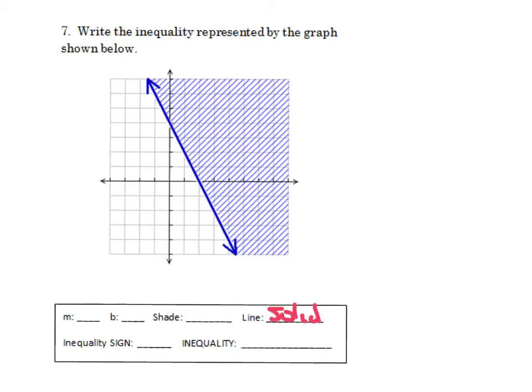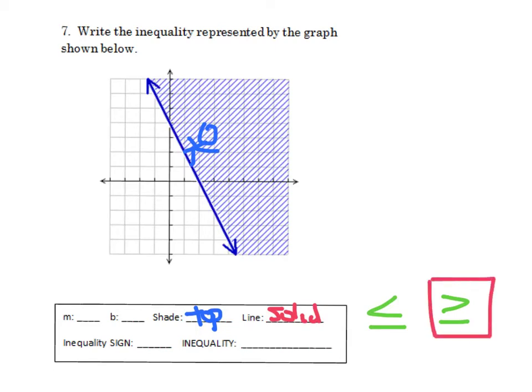If it's solid, I know it's out of these 2 options, which are the ones that have the solid line underneath. I noticed that if I draw my little stick figure man, it's shaded on top, or above him, so that means it has to be greater. Well, greater than or equal to. So that's my inequality sign that I'm going to use. I can see that the y-intercept is here, which is 1, 2, 3, positive 4.